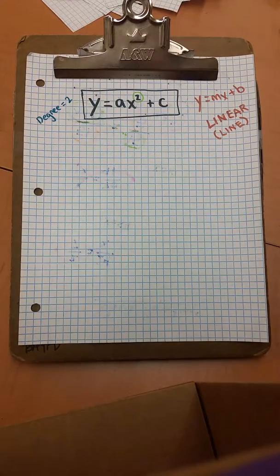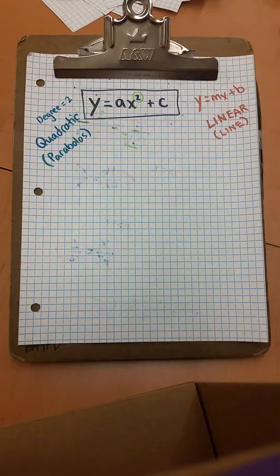We call anything of degree 2 quadratic. And the shape the graphs make are parabolas. The b was our y-intercept, and it was our constant term. We now use c as our constant, and it is also our y-intercept.